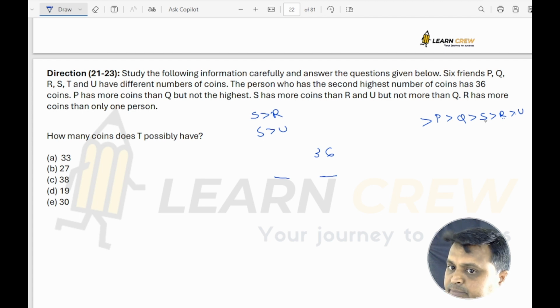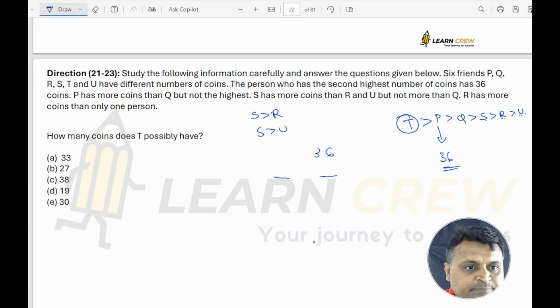S should definitely be greater than U, because if U comes here, S will be less than U. So S is greater than R and S is also greater than U, so R must be greater than U. And the remaining person is T. So T has the highest number of coins, and the second person has 36. So P is 36.